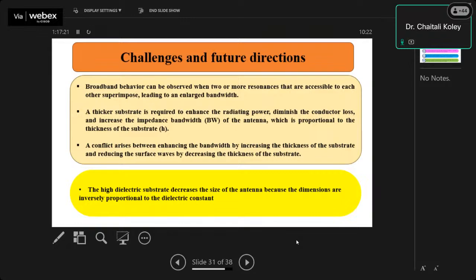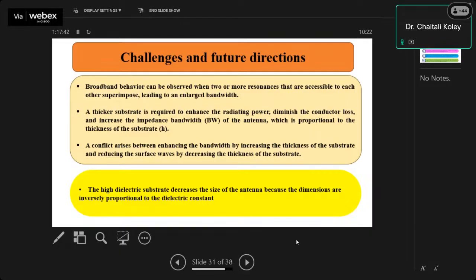It increases the radiating power and reduces the conductor loss. This is one of the good things. Automatically it will also increase the impedance bandwidth of the antenna, which is proportional to the thickness of the substrate. So it's a good thing if we increase that.